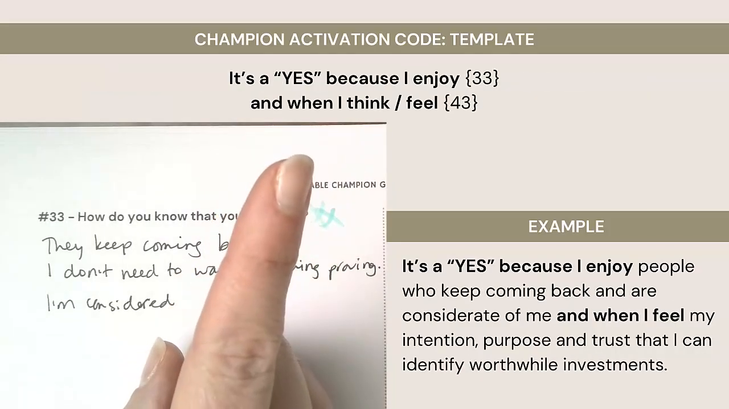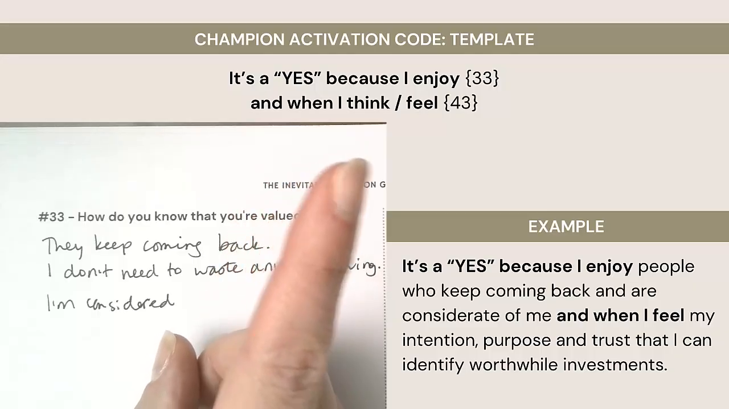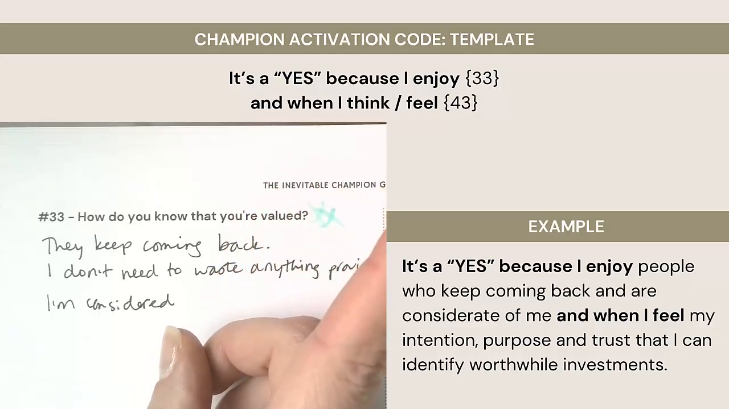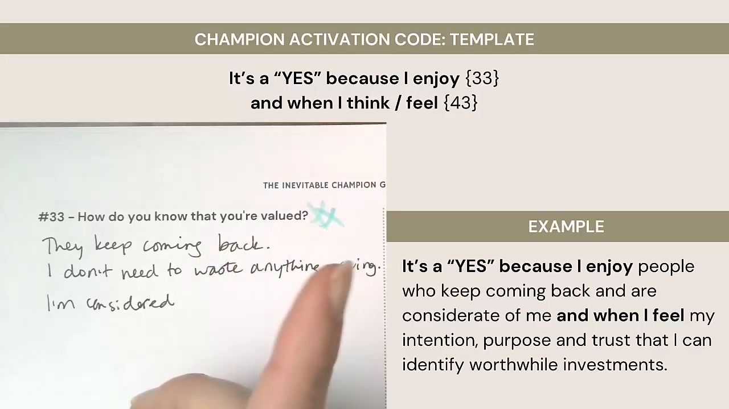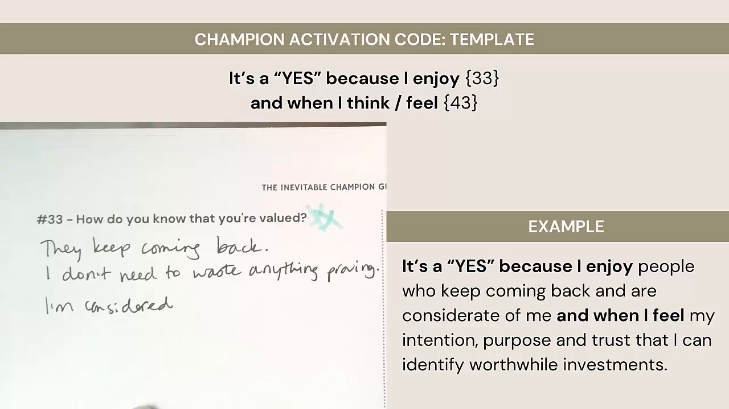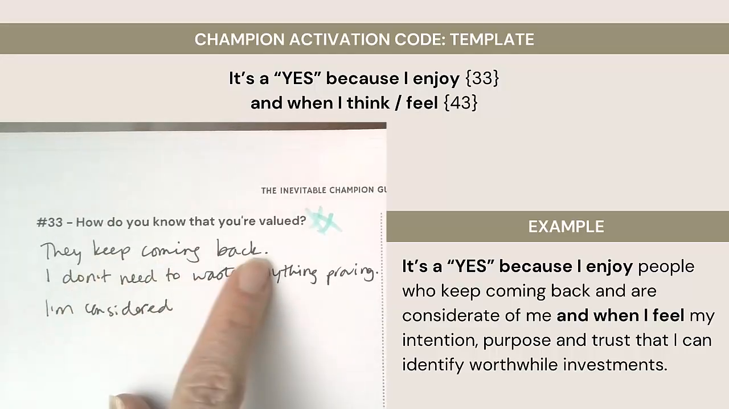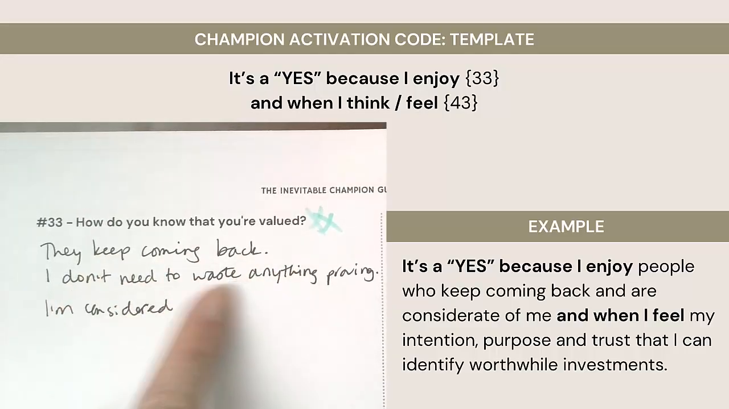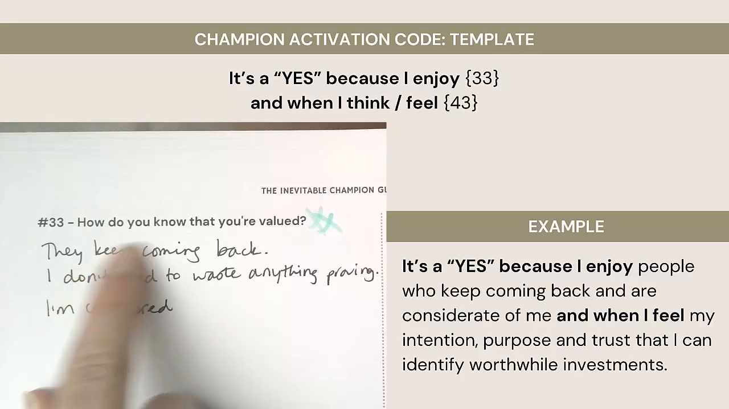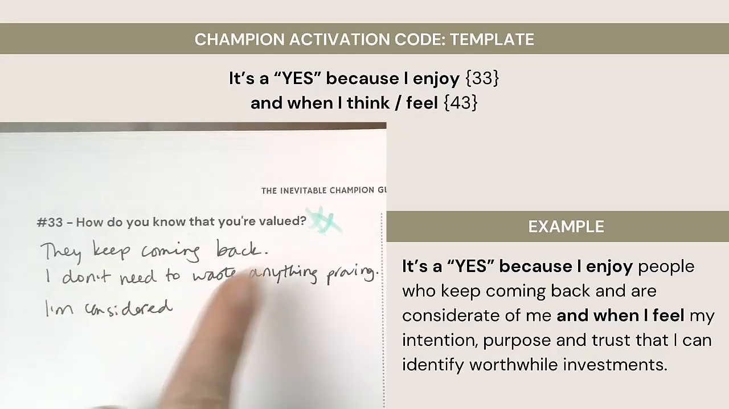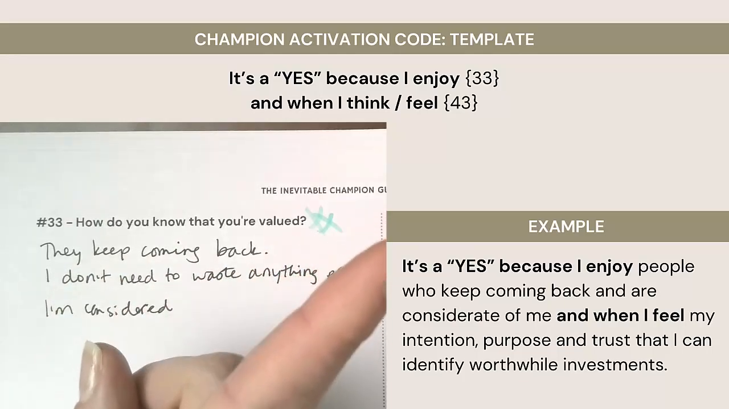Our next sentence is, it's a yes because I enjoy concepts and keywords we'll find in 33, and when I think and feel concepts and keywords we'll find in 43. On 33, I said, how do you know that you're valued? They keep coming back. I don't need to waste anything proving, and I'm considered. So you can see how that kind of concept and keyword was transformed into this example here.